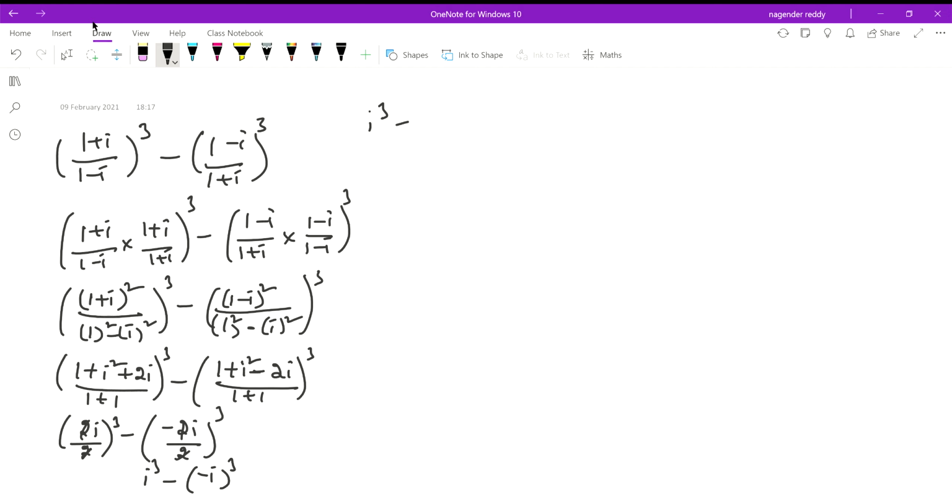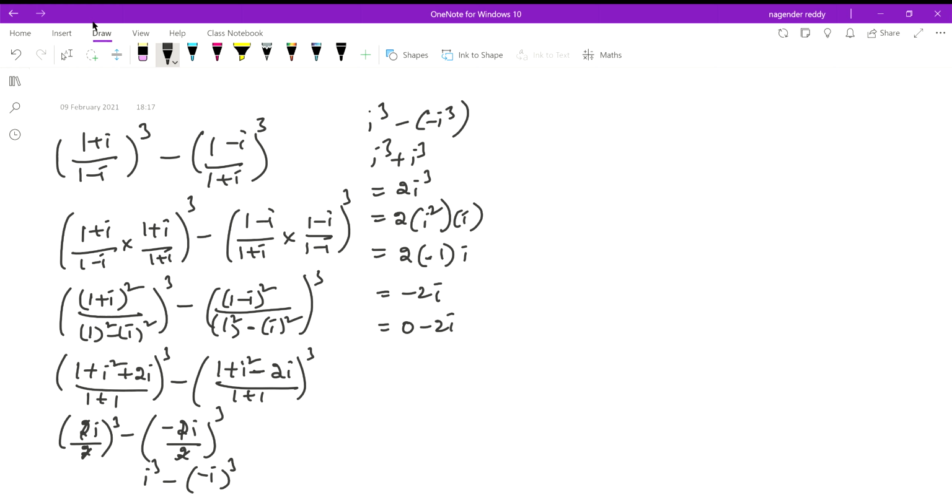Listen, minus i whole cube means minus i into minus i into minus i. So minus i cube, then i cube, minus into minus plus, that is 2 i cube. That is 2 into i cube, which can be written as i square into i. 2 into i square gives you minus 1 into i, that is minus 2i. That can be written as 0 minus 2i, and that is 0 plus of minus 2 into i.